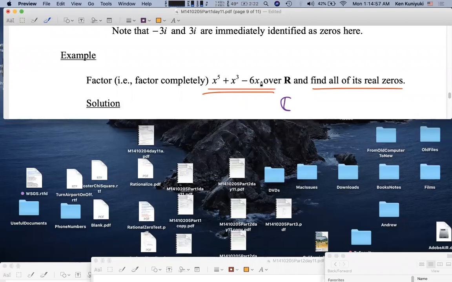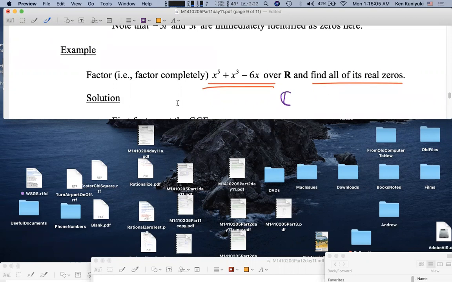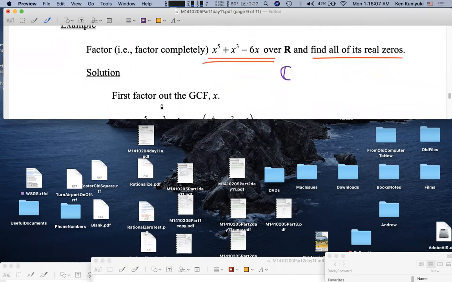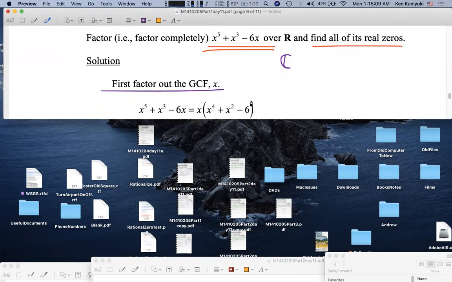Notice that if there is no non-zero constant term here, then x is probably a factor. So the GCF is x. We factor it out. When we factor, we divide. We factor out the x, and then notice that each of the exponents goes down by 1. In yet another factor, we get x to the fourth plus x to the second minus 6.